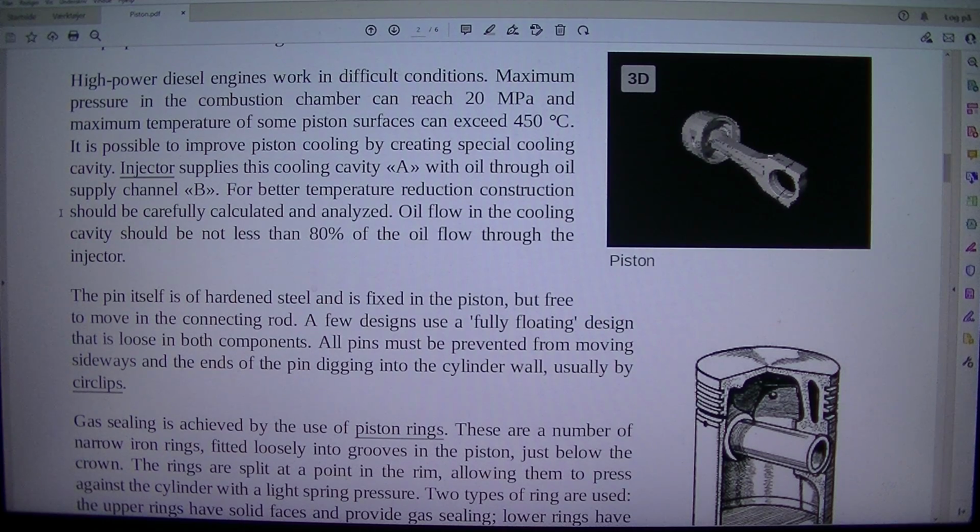Injector supplies this cooling cavity with oil through oil supply channel B. For better temperature reduction, construction should be carefully calculated and analyzed. Oil flow in the cooling cavity should be not less than 80% of the oil flow through the injector.